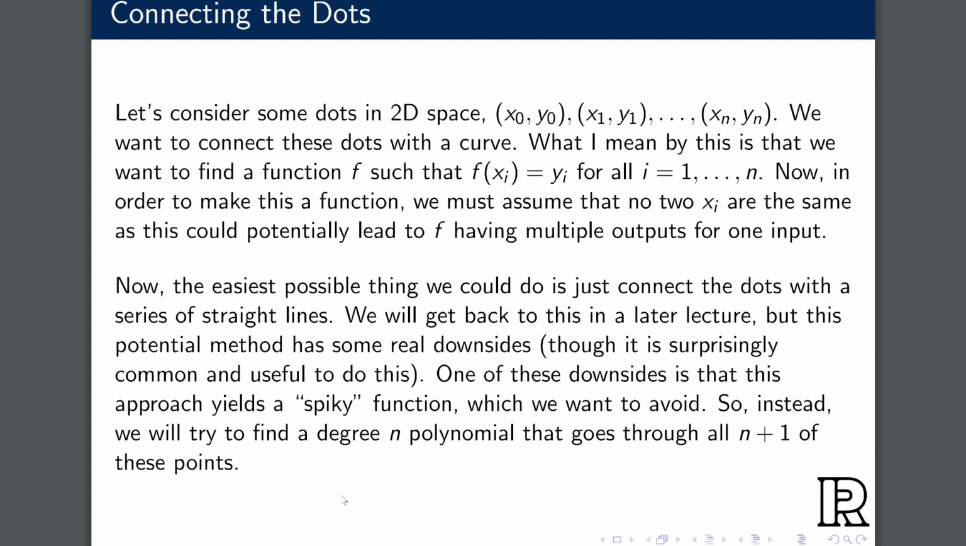And among all the smooth functions, the nicest ones are probably degree n polynomials. So the goal is, if we have n plus 1 points, which we do, we want to use a degree n polynomial that goes through all of these points. Also, you can ask questions if you have any. I am looking at the chat, and you can also unmute and ask.